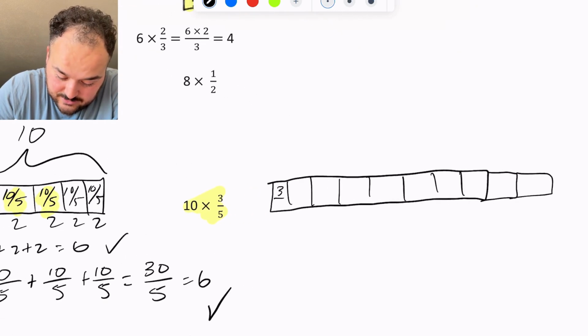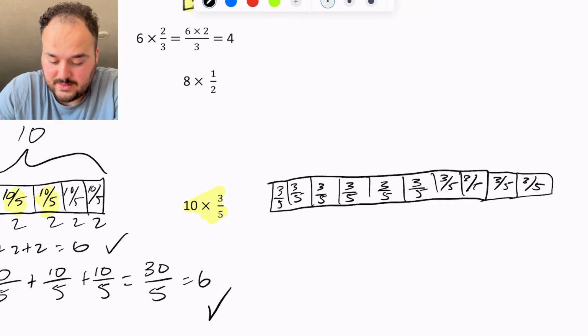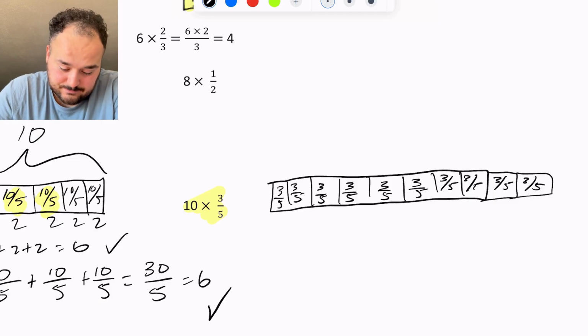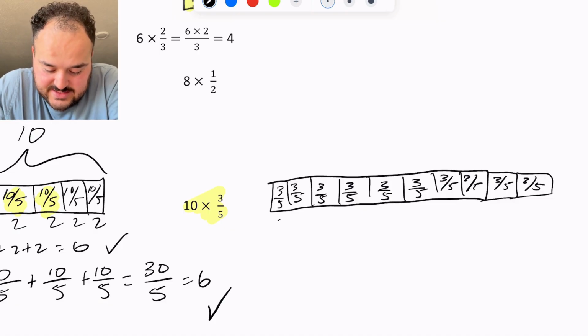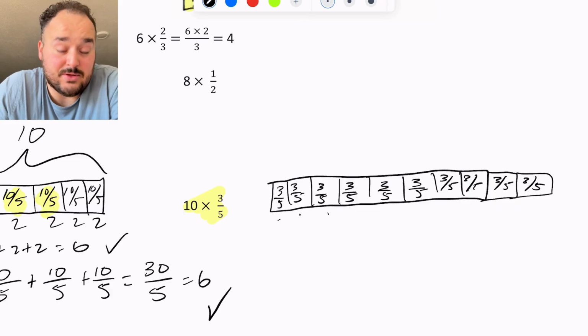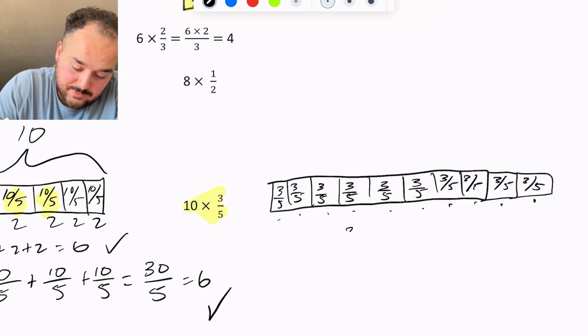So I got to sit here, 3/5, 3/5, 3/5, 3/5, 3/5, 3/5, 3/5, 3/5, 3/5, 3/5. And now we got to add all these up. And then when we add it all up, that's what this whole is going to be. So we have 3, 6, 9. And if you're a fifth grader, you might not be able to do this that fast. But 3, 6, 9, 12, 15, 18, 21, 24, 27, and 30. So it's obviously the same answer.